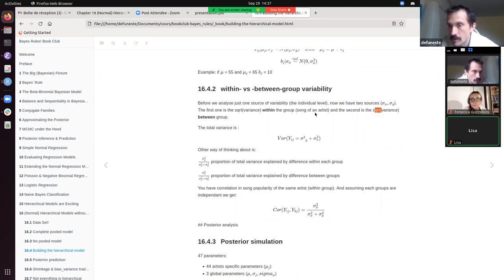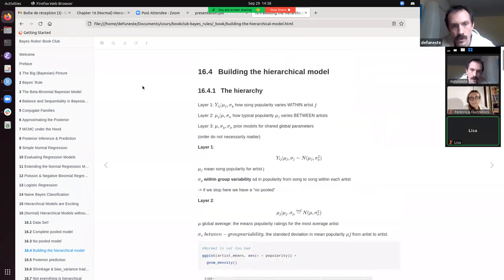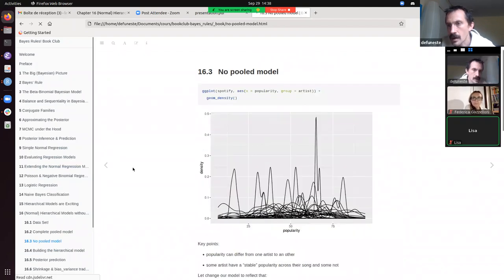Inside of the same group, the song popularity of an artist depends on the popularity of the artist. So it's correlated. But we are assuming that each group is independent. That means the variation between, like what we have seen here, if I go back, I don't know, where is it? Here, we do not see too much correlation between their variability.